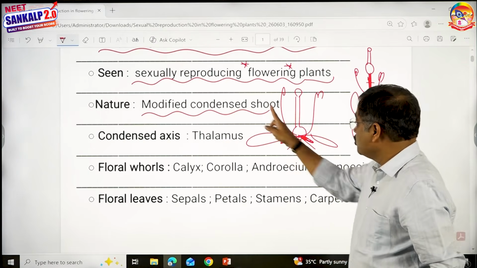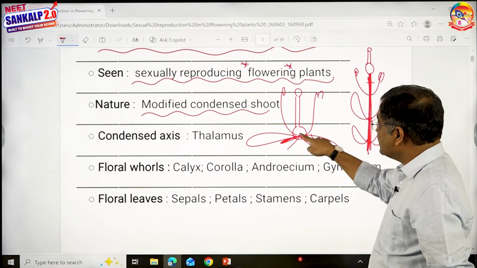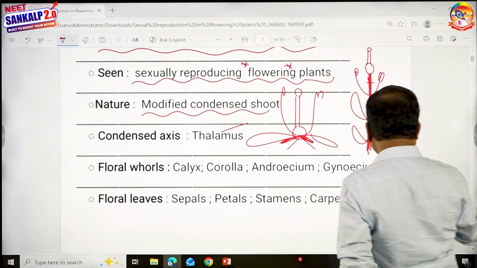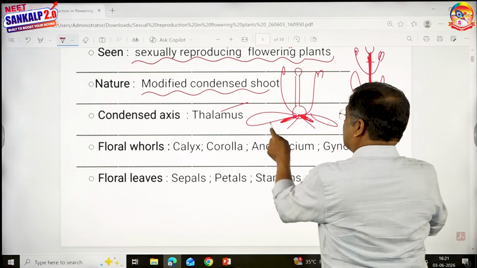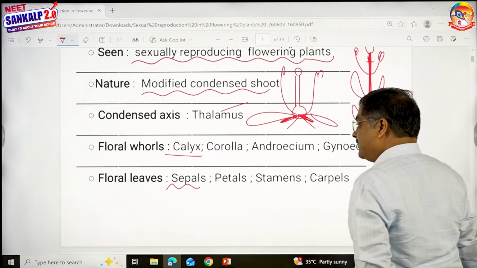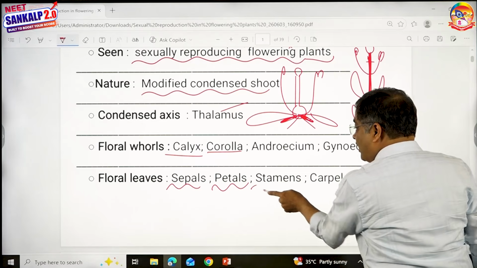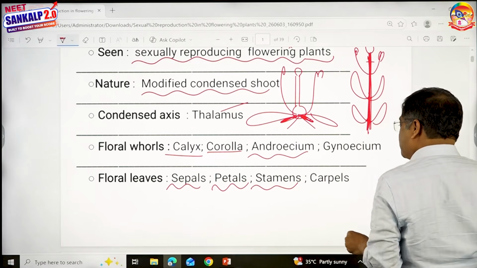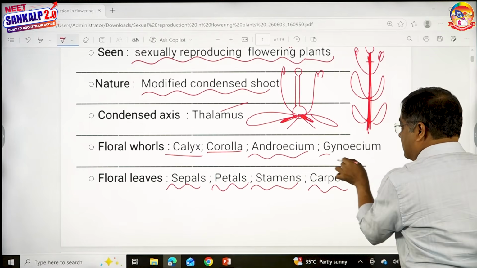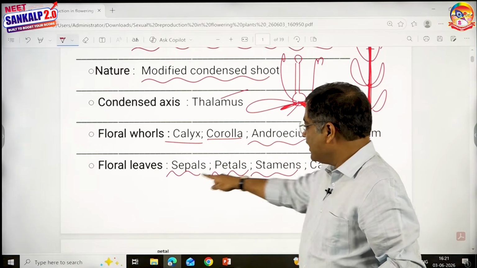Why I call it a shoot? Because it contains stem and leaves. What is the highly condensed stem called? Thalamus. And these floral whorls, all the sepals put together called calyx. Each member is sepal. All the petals put together is forming a whorl called corolla. All the stamens put together forms androecium, and all the carpels put together forms gynoecium. So floral whorls, these floral leaves are these.